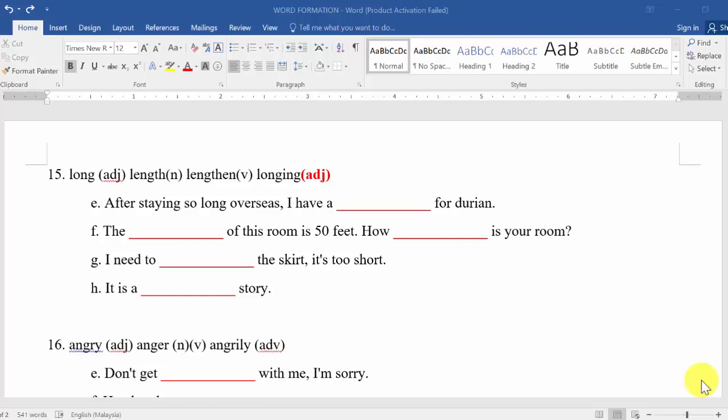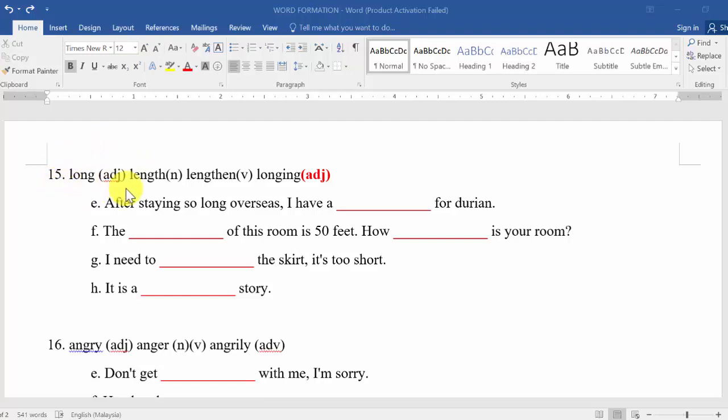Okay, page 12, first question, question 15. In this group we have 4 words. So let's look at the first word, long, adjective. An adjective is what we use to describe a noun. For example, this is a long journey. So long here is an adjective which is describing the noun at the back, journey.